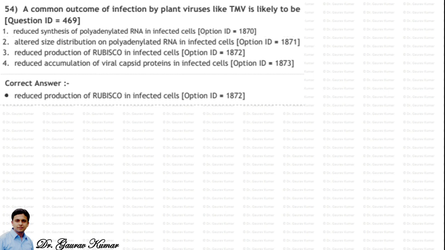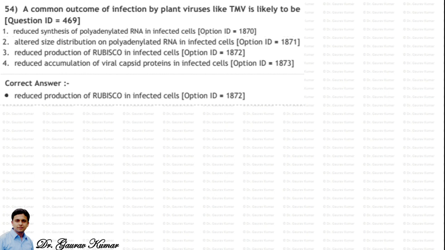Next question. A common outcome of infection by plant viruses like TMV is likely to be. Okay, they are asking about the symptoms. The organism is TMV, that is tobacco mosaic virus. So what is the common outcome of infection? Out of these options, reduced production of Rubisco in the infected cell is correct, because a lot of study recently has been done on the interaction of Rubisco with the proteins of tobacco mosaic virus.